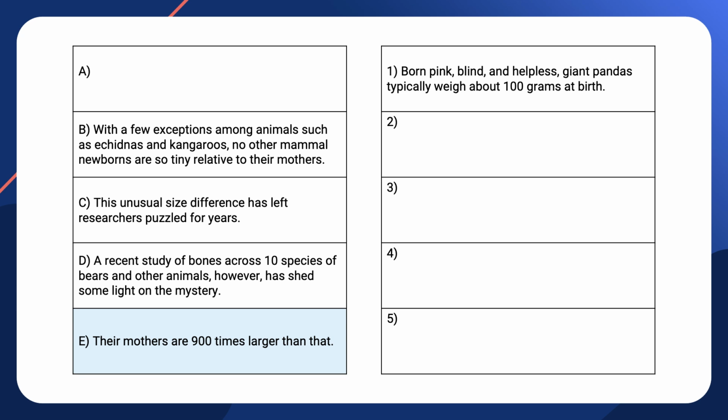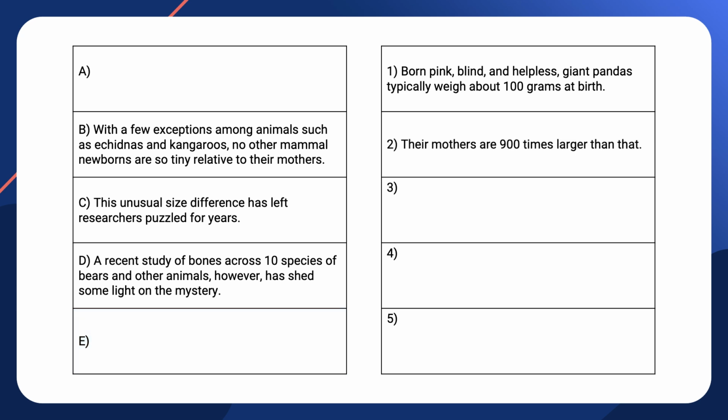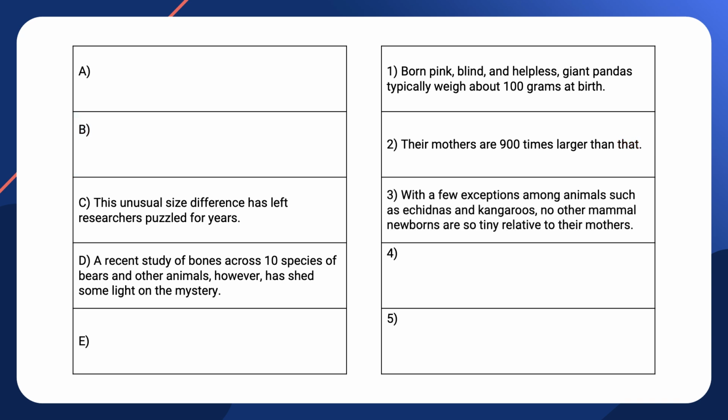Sentence E. Their mothers are 900 times larger than that. Why only this sentence? Well, it's because of the phrase 900 times larger than that. The pronoun that is referring back to the size, 100 grams at birth. If you put sentence E anywhere else, it wouldn't connect quite as elegantly as it does here. Sentence number 3 is sentence B. With a few exceptions among animals such as echidnas and kangaroos, no other mammal newborns are so tiny relative to their mothers. If we put this as sentence number 2, the word that in sentence E wouldn't fit. So we'll leave it as number 3.